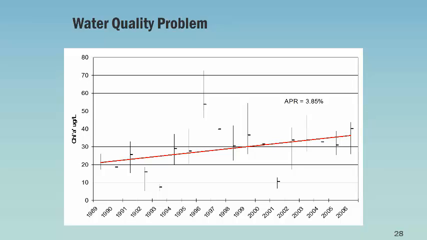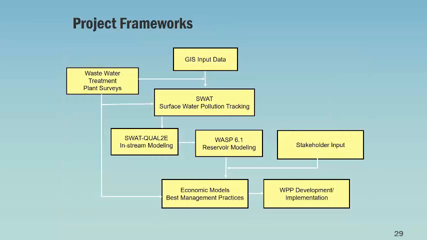So the TRWD came to us and we are working with them extensively in developing this watershed protection plan. The framework here is that the ultimate goal is to study the lake itself. So we did include the WASP model here for the reservoir, and we use the most current GIS data, and we also did an extensive survey of the wastewater treatment plants in the watershed. And of course, SWAT is the major landscape model or the watershed pollution model.